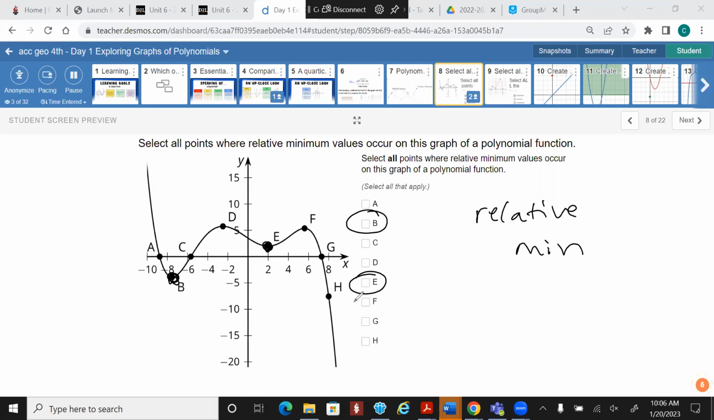Does that make sense? It's like the part of the roller coaster where your stomach kind of drops. You know how your stomach drops? Yeah. That's a relative minimum. It's like, oh no. Right? Like, yeah. Okay, just me.